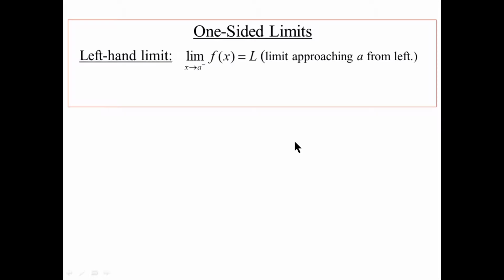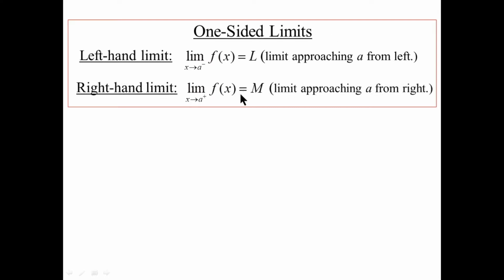One-sided limits, formalizing what we just said. Left-hand limit is x approaches a from the left. The limit of f of x equals L, approaching a from the left. And the right-hand one, the limit as x approaches a from the right. These are one-sided limits, a left-hand limit and a right-hand limit. I made one L and I made one M because these one-sided limits are not always approaching the same number.